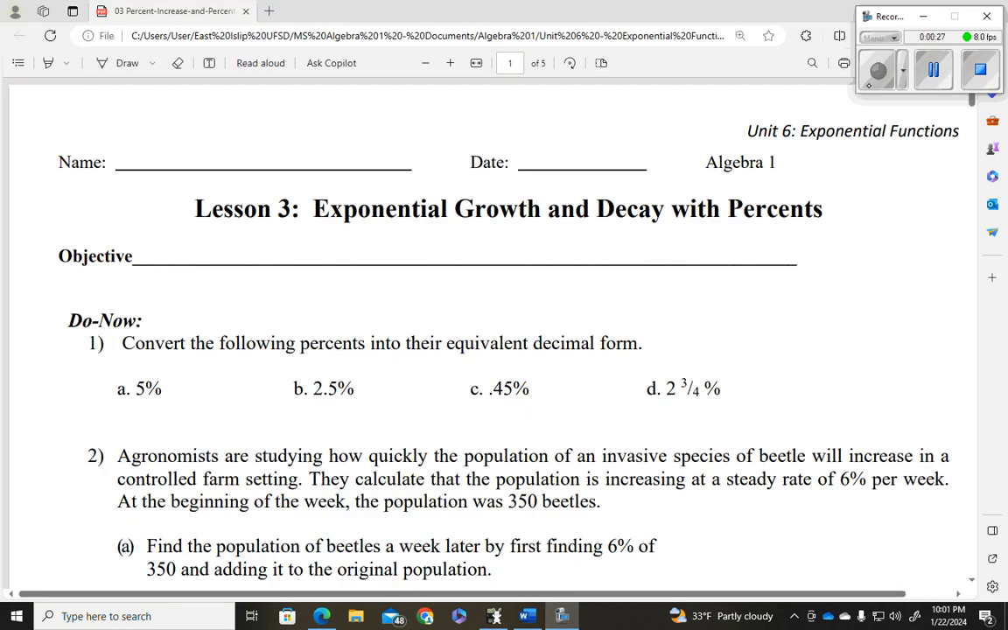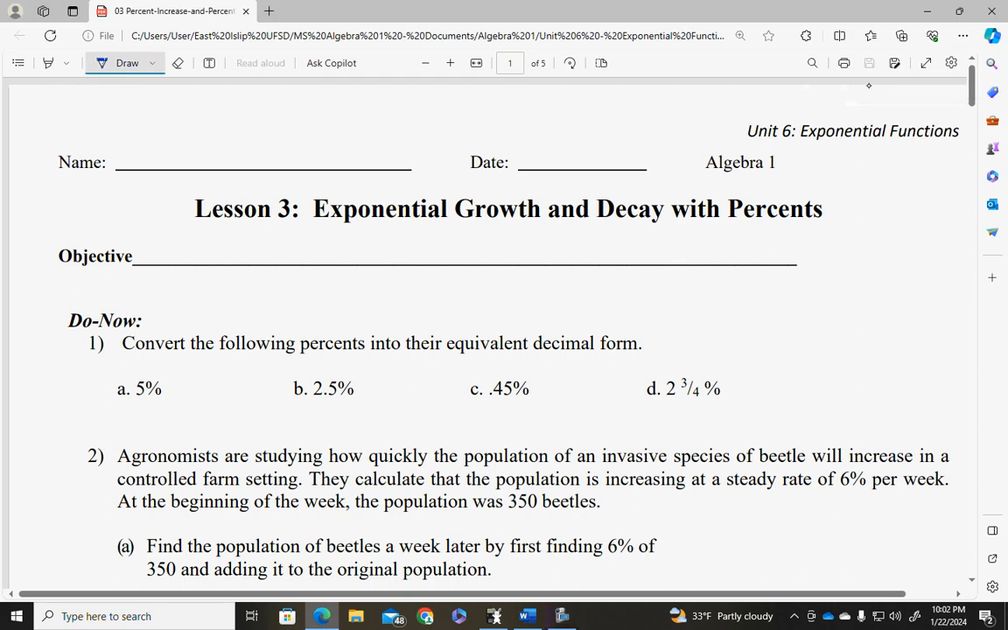So hopefully you remember from 6th grade how to convert percents into decimals, right? The quick, easy trick actually is to just move the decimal point 2 places. So to change 5% into a decimal, we move it 2 places to the left, which would make it 0.05. Move this one 2 places, 0.025. If we move this one 2 places, it's 0.0045.